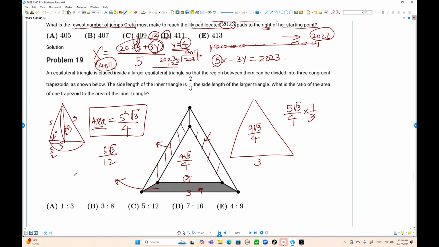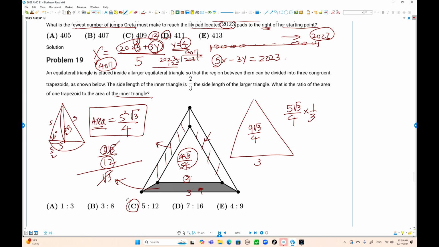The rest is what? Out of these numbers, in a triangle, root 3, okay? When you divide by 4, you get root 3. What is the ratio? Root 3 is out. 5 over 12 is the answer, okay?